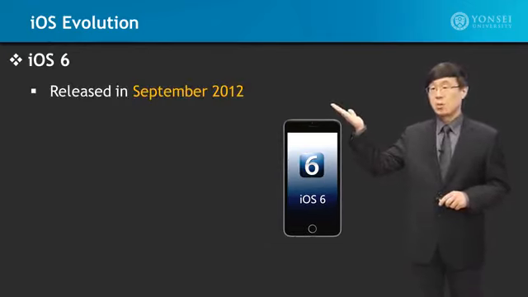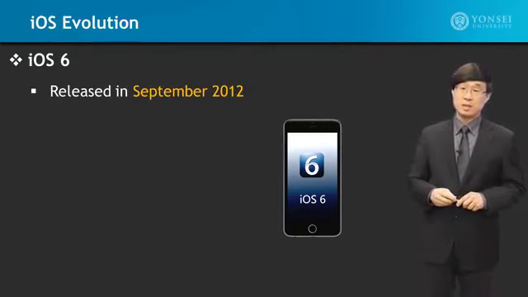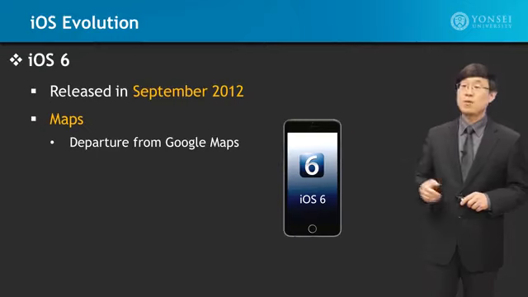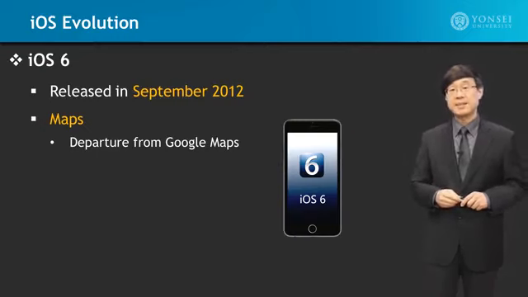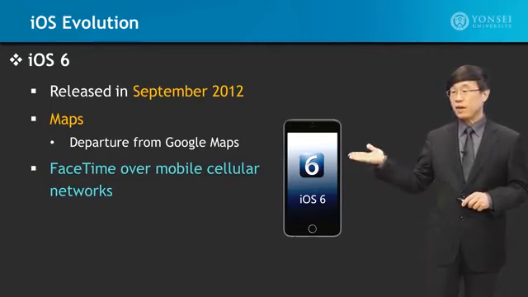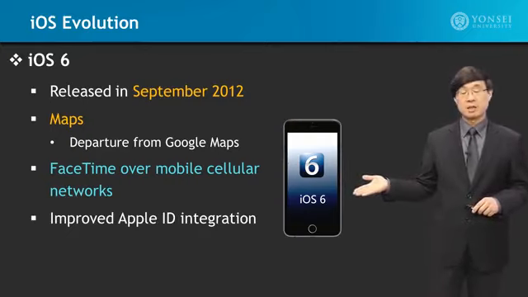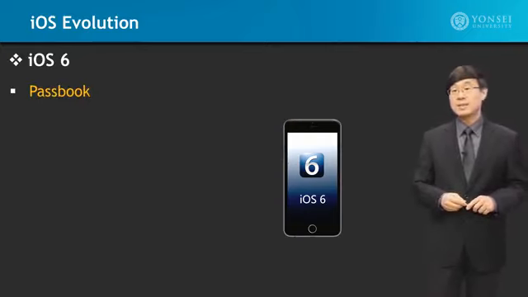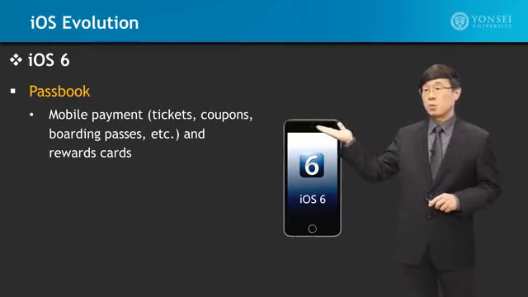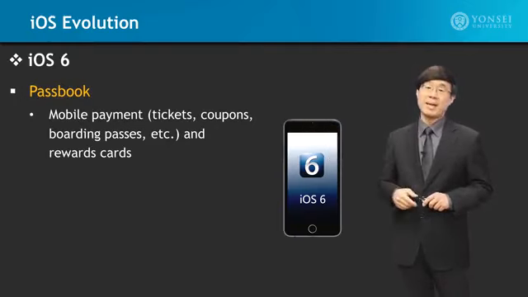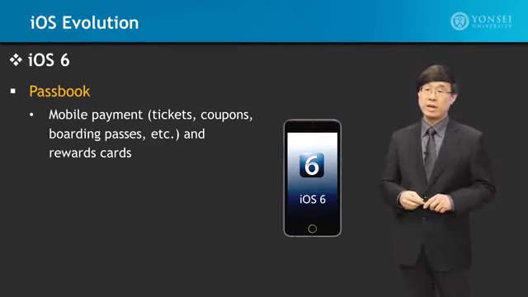iOS 6 was released in September of 2012, and it included Apple's Maps. So a departure from Google Maps was made at this time. In addition, FaceTime over mobile cellular networks became possible, and it included improved Apple ID integration. iOS 6 also included Passbook, which is a mobile payment and rewards card mechanism. The mobile payments included tickets, coupons, and boarding passes in its service range.